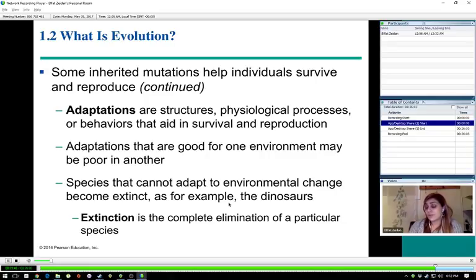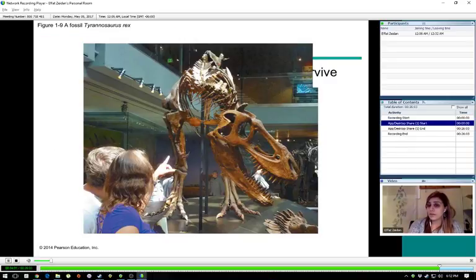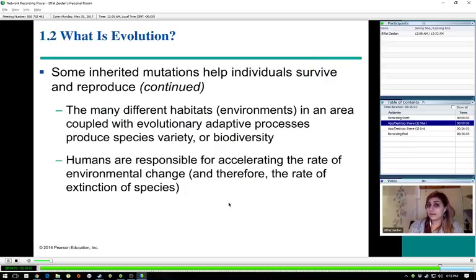Species that cannot adapt to these environmental changes become extinct by the natural selection process, as for example the dinosaurs. They are completely removed from that population. So the many different habitats or environments in an area, coupled with the evolutionary adaptive processes, are, according to scientists and the theory of evolution, the reason why there's variety, or biodiversity.